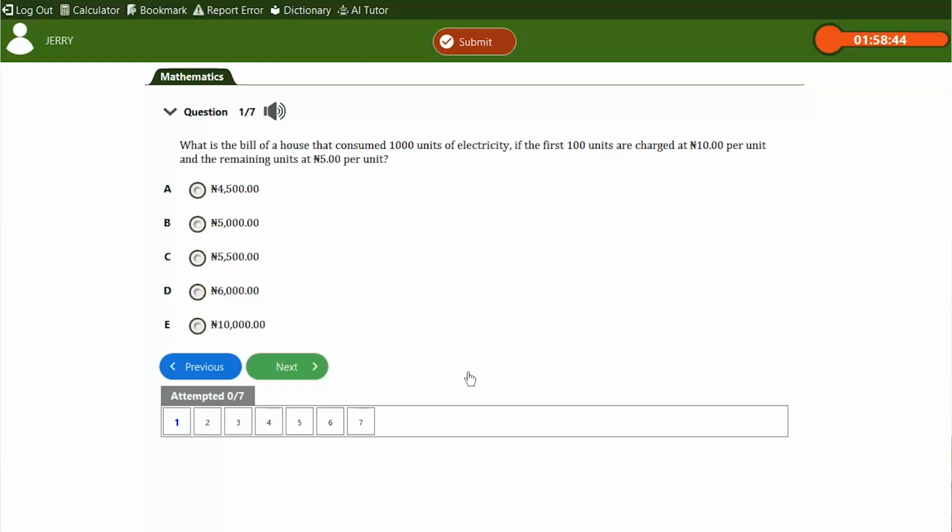So the question is, what is the bill of a house that consumed 1,000 units of electricity? They want to know how much the person will pay for 1,000 units of electricity, which is what the person consumed, let's say in a month. Now look at the other part of the question. They say the first 100 units of this 1,000. So we are taking the first 100 out now. Let's look at that question again.